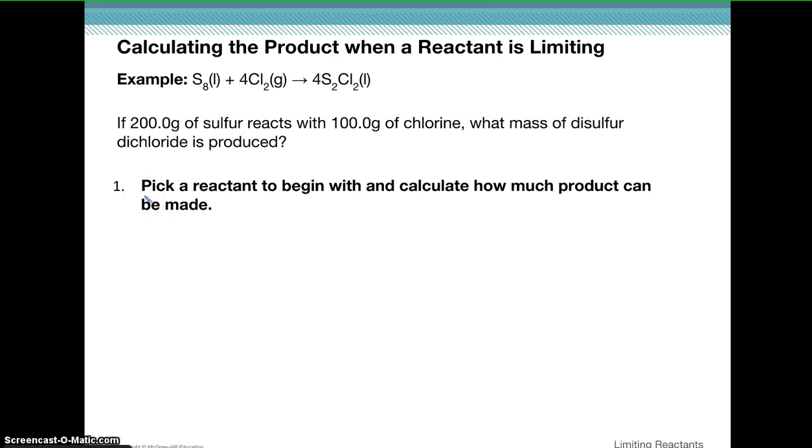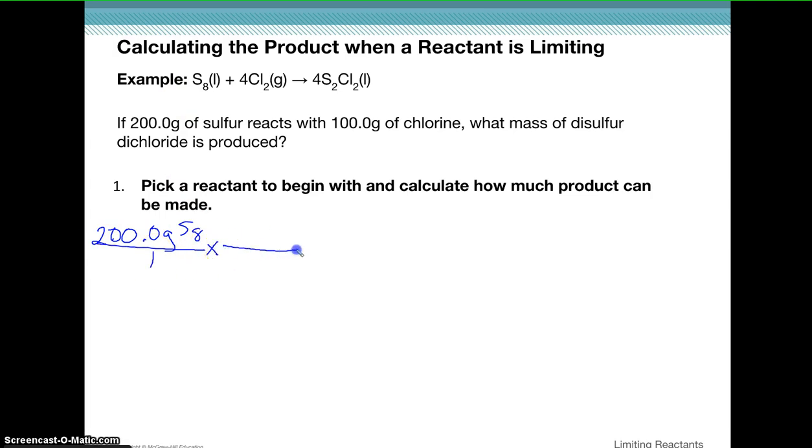To do this, you want to start by picking a reactant. You can use either one first, it doesn't matter. And we're going to use stoichiometry to calculate how much product can be made. Okay, so let's start with sulfur. So we would have 200.0 grams of sulfur, which is S8 over 1. That's what we're going to start with.